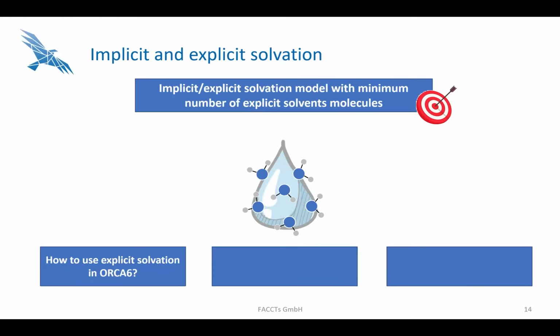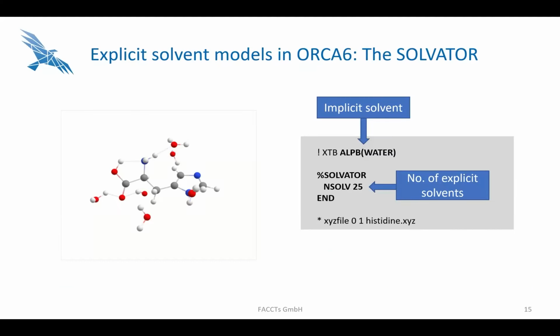However, before I'm going to show you how you can create such a model, we first have to answer the question, how can we include explicit solvent molecules in ORCA 6? This is something that was not available in ORCA so far. I will briefly show you how to do this for the example of histidine with 25 explicit water molecules. First, you have to specify the implicit solvent in your ORCA 6 input file, so in our case, water. Then, in the solvator block, which is the name of the explicit solvation tool in ORCA, you have to specify the number of explicit solvent molecules you want to add, so here 25. If you just run this calculation, ORCA will generate a histidine model with 25 explicit water molecules, simple as that.